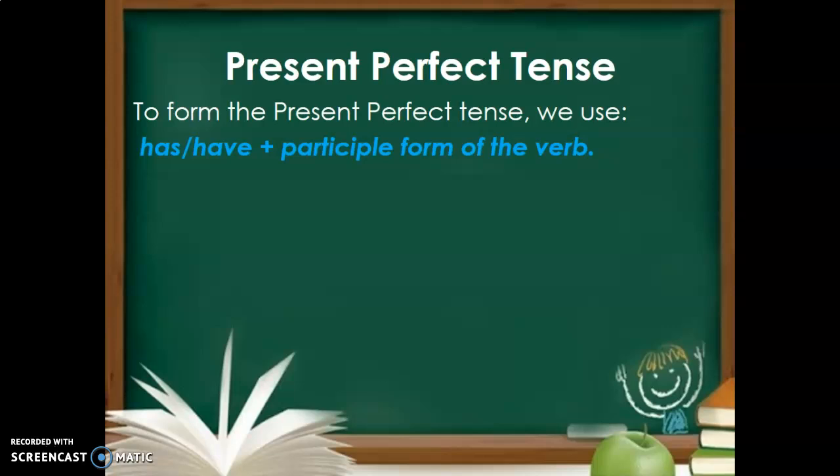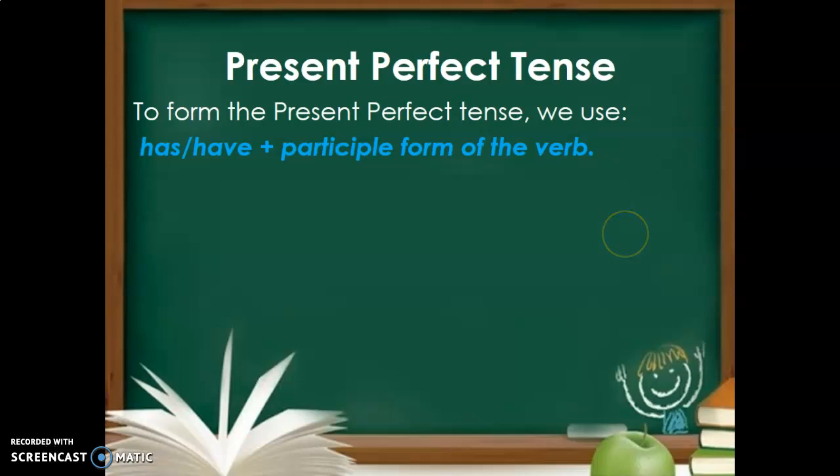How do we form the present perfect tense? We use has or have. Remember, that depends on the subject pronoun. We use has for subject pronouns such as he, she, and it, and we use have for subject pronouns such as I, you, we, and they, plus the participle form of the verb.